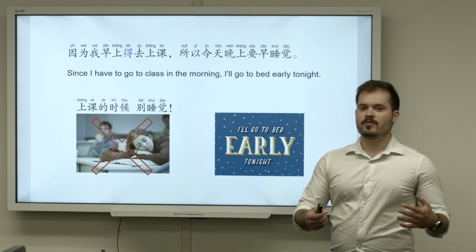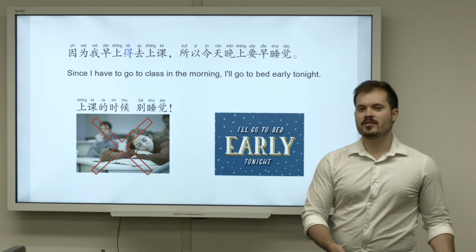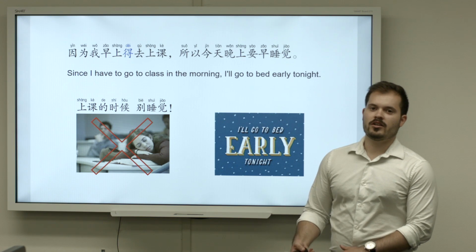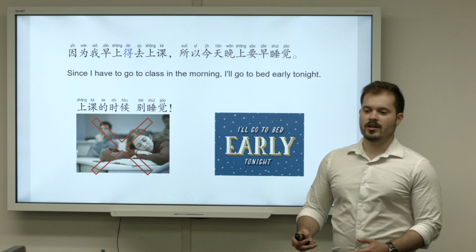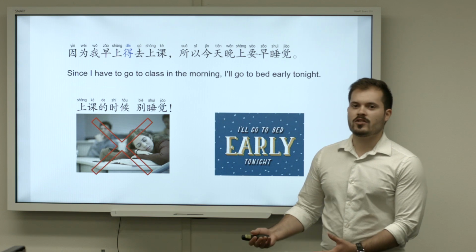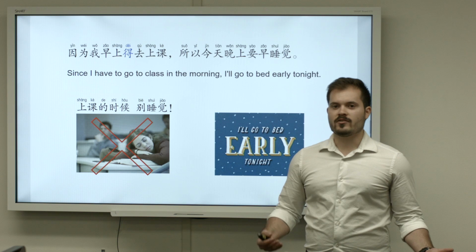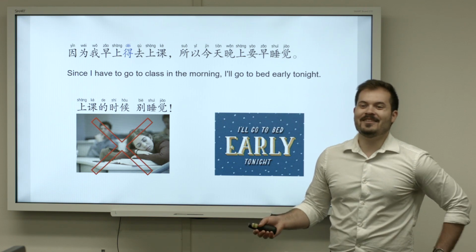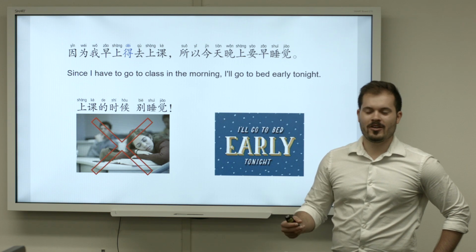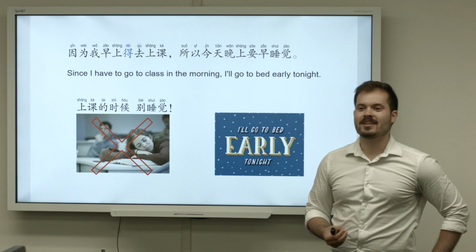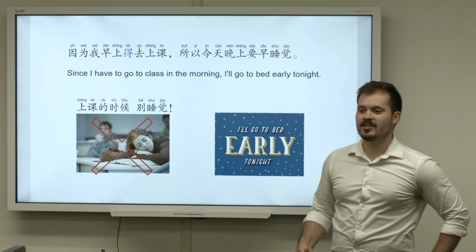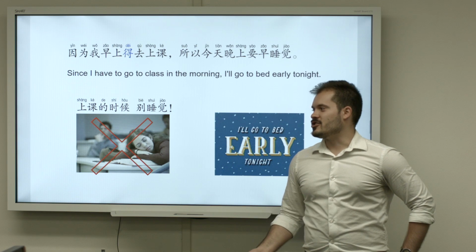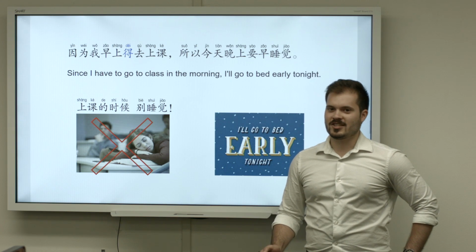So because of my obligation, 因为早上我得去上课, 所以今天晚上要早睡觉. Therefore, tonight, I am going to go to bed early. So that's 得 versus 要 in one sentence. It might take a little bit more than one sentence to really internalize that, but that's the gist of it. And you definitely want to avoid sleeping in class. So 上课的时候别睡觉, don't sleep in class.